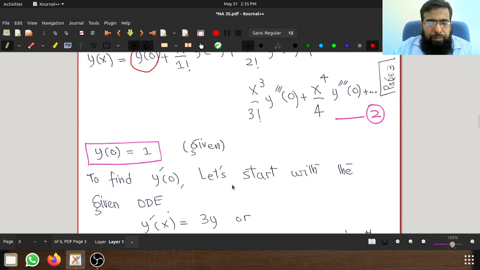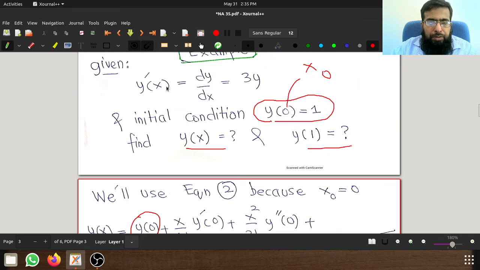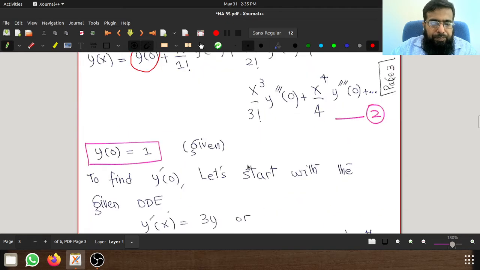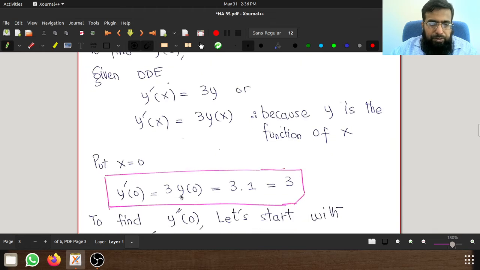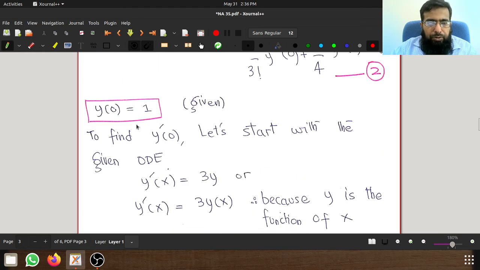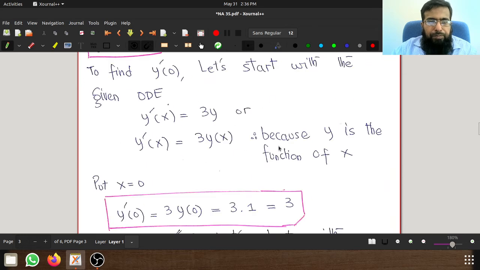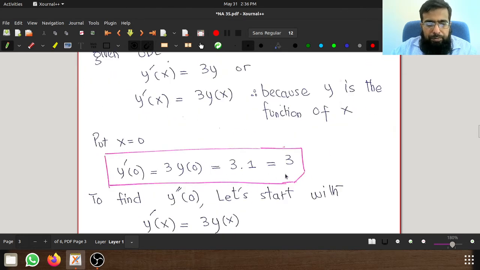To find y prime of 0, we'll start with the given ODE. The given ODE is y prime of x is 3y. This y is actually y of x, and then we put x equal to 0. Then y prime of 0 is 3y of 0, and y of 0 is 1, given as an initial condition. So y prime of 0 becomes 3.